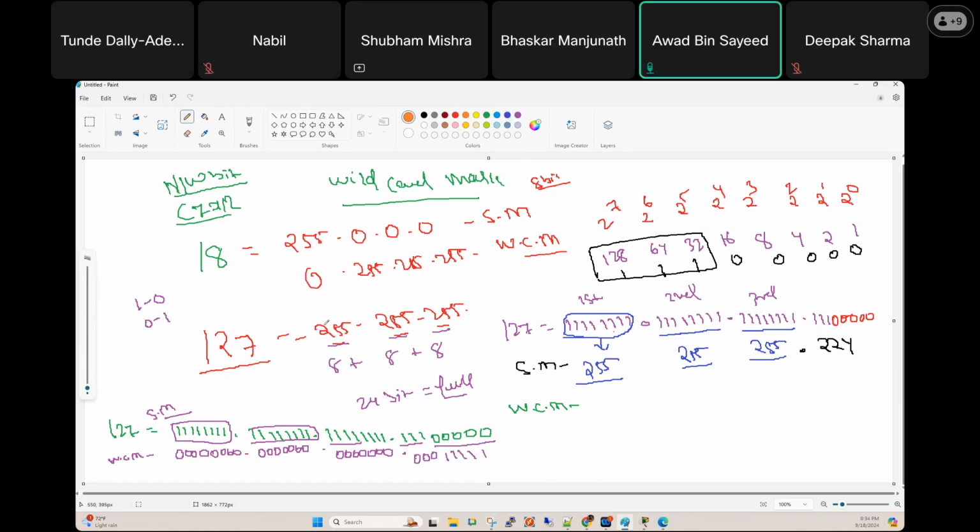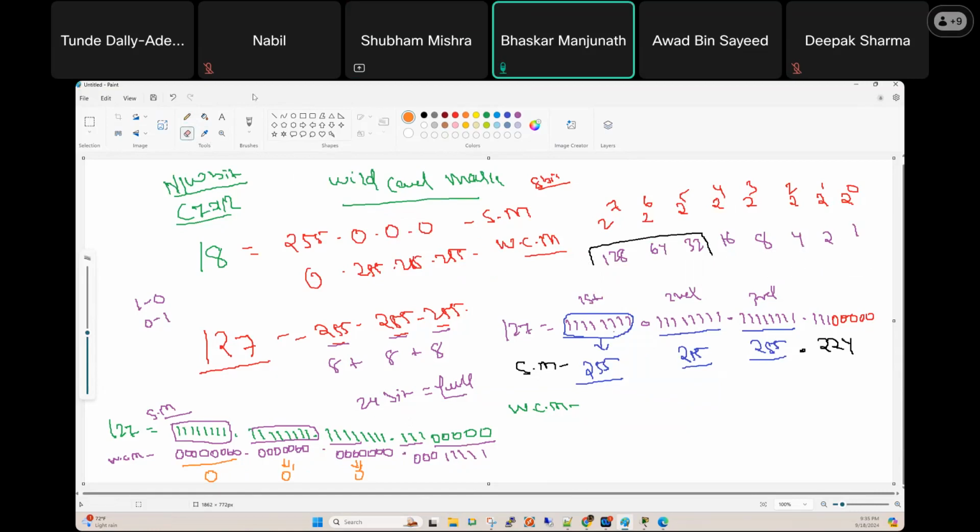Now, what will be the overall value? All the bits are 0, so the overall value will be 0. When all the values are off, how do you calculate? Nothing needs to be added. It means the overall value is 0. 0 for this, 0 for this, 0. Any doubt? Anyone who does not understand? Please tell me. Till now, I hope you understand.